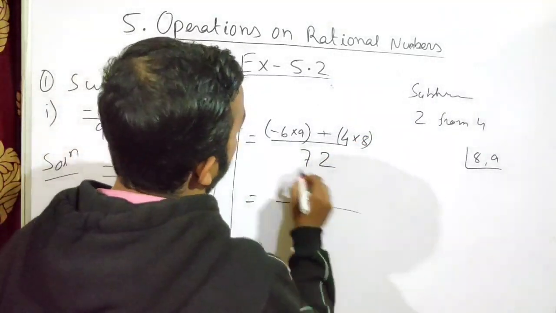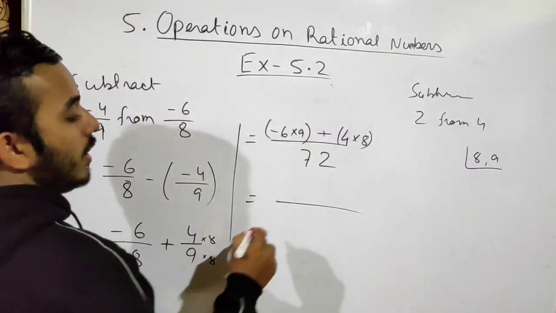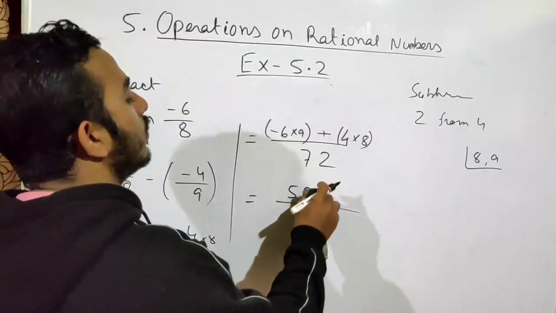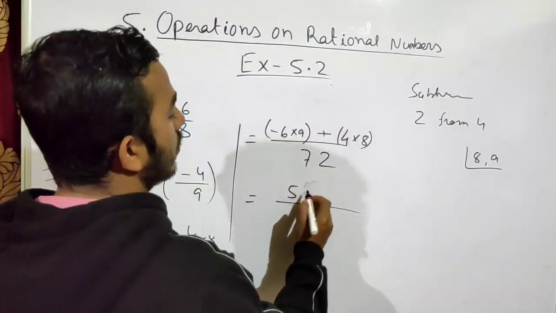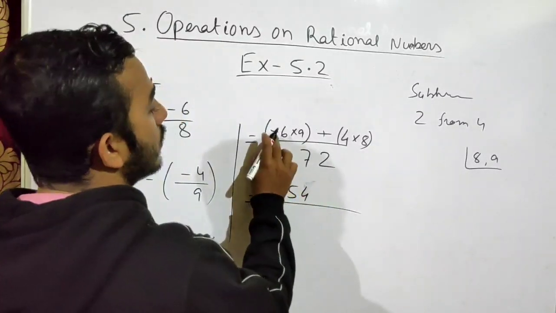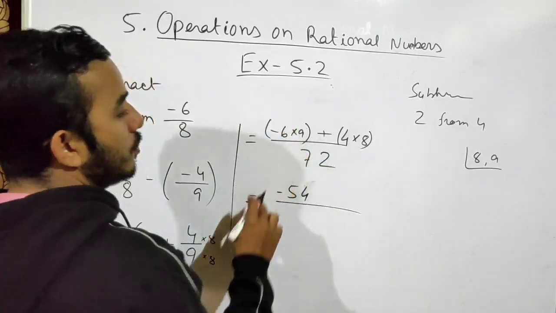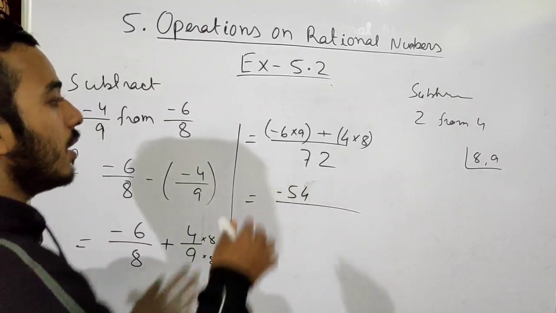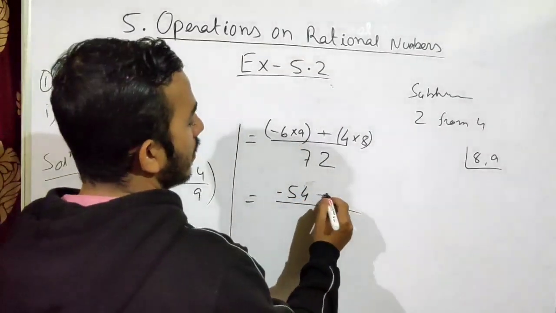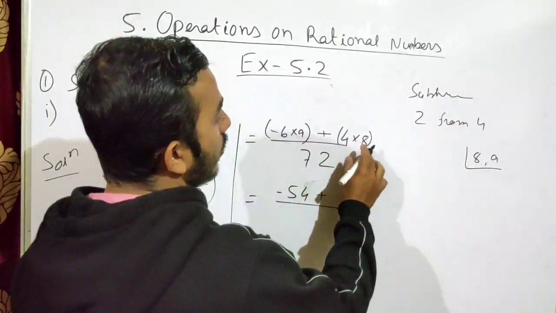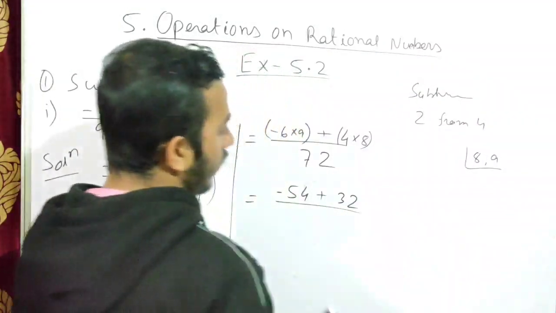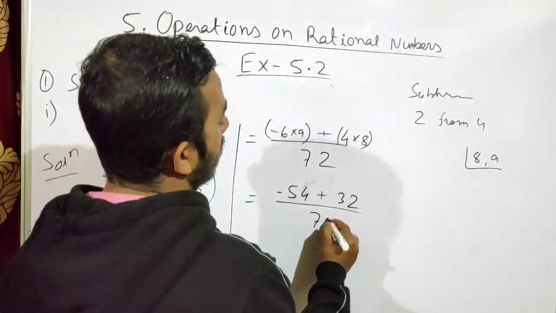So no, look. Now 6 into 9 is what? 6 into 9 is 54. But minus 6 into 9 is what? Minus 54. Why? Look at the board. Because this is minus, and the number was positive, isn't it? Negative and positive becomes negative. Okay? Minus plus minus, plus. Then plus 4 into 8 is how much? 8 into 4 is 32. Clear? By 72.